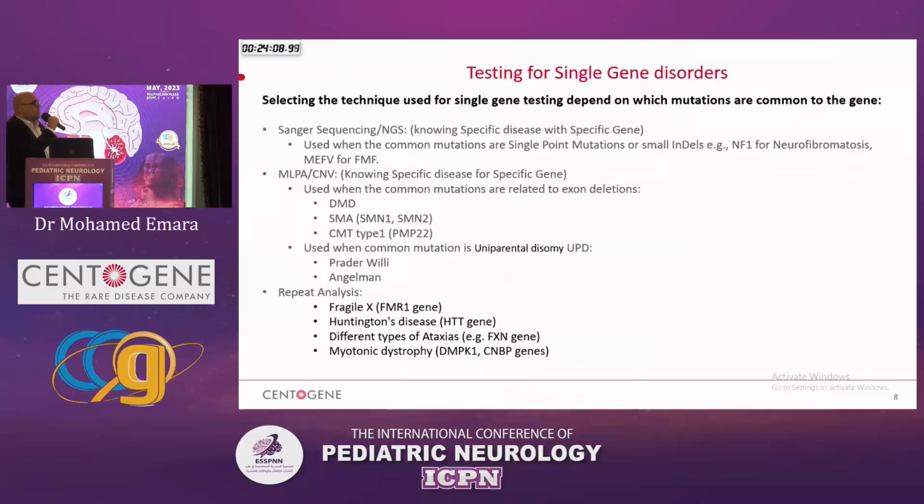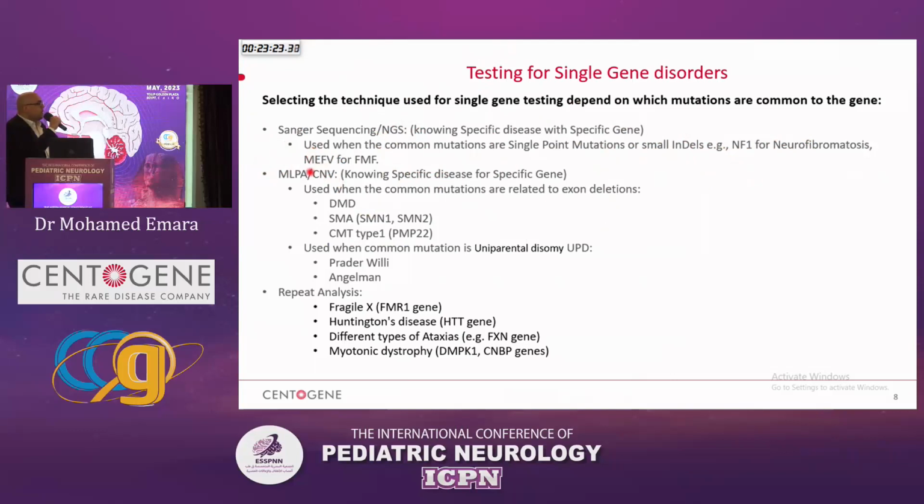As a clinical application for those three different techniques, if a physician is sitting in his clinic facing a patient who has a specific disorder related to a specific gene, we can know by the guidelines the common mutations in this gene. If it is a single point mutation or a small indel, small deletion duplication, we can go for a single gene either by Sanger sequencing or NGS. For example, if we have a patient with neurofibromatosis related to the NF1 gene, we can go for the gene directly by sequencing. If we have a patient suffering from FMF, we can go directly for the MEFV gene.